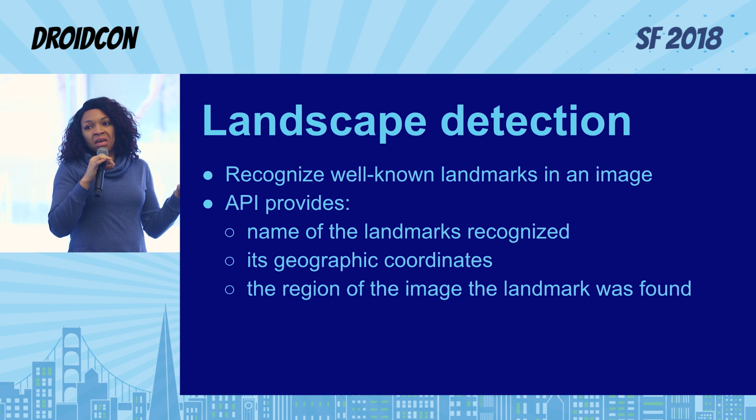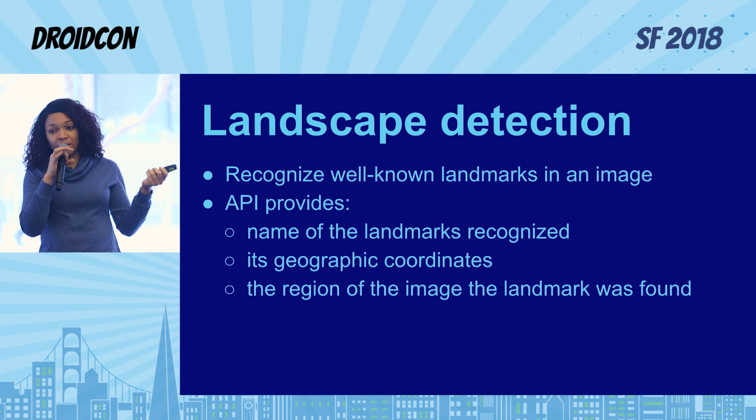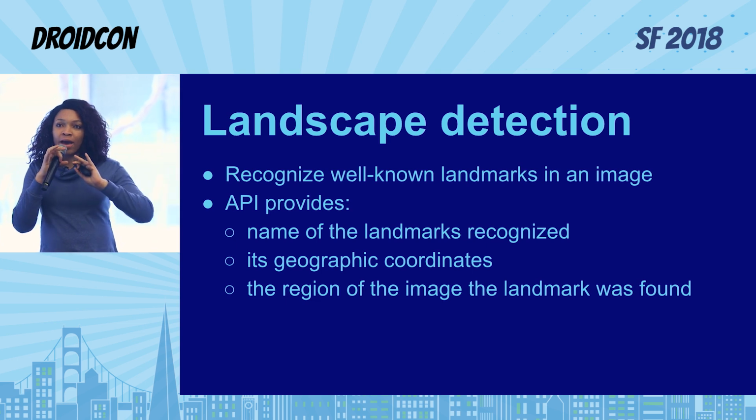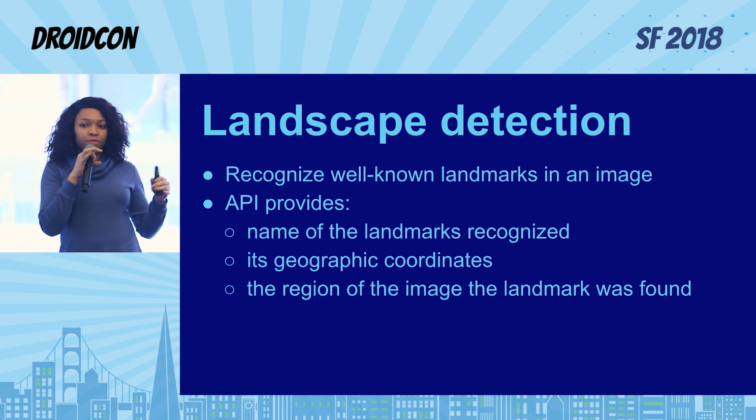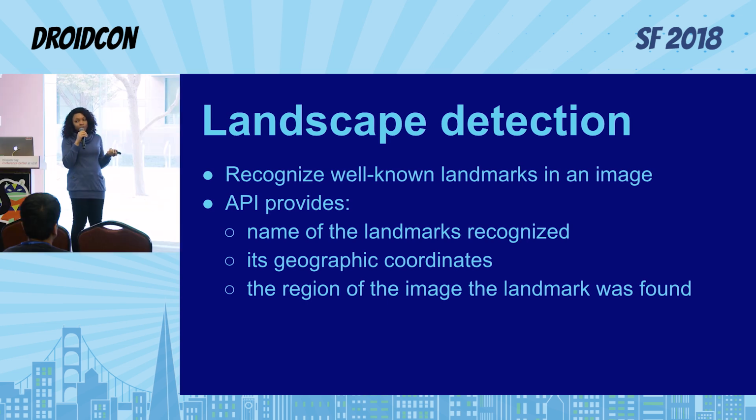So let's say I'm here in whatever this building is called, and I take a picture of it and I submit it to the API. It sends me back what it thinks the name of the building is, and its confidence ratio. So it usually has a confidence ratio.